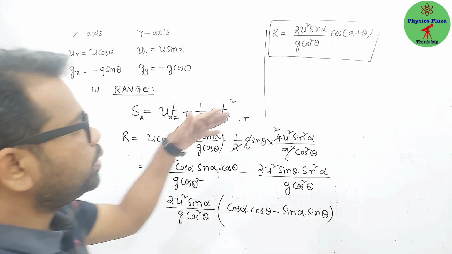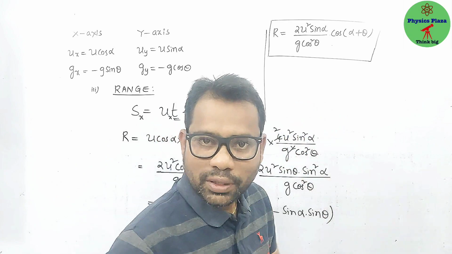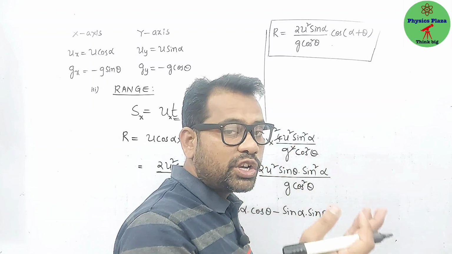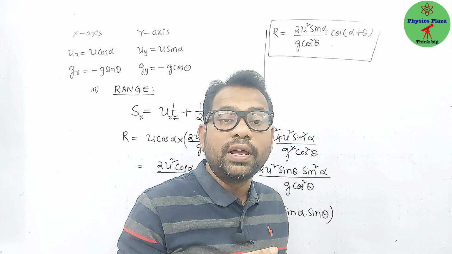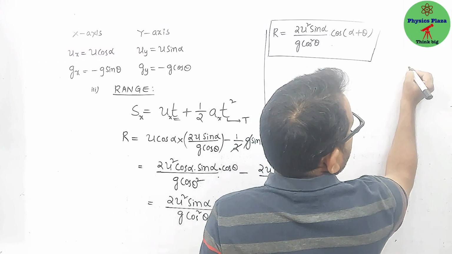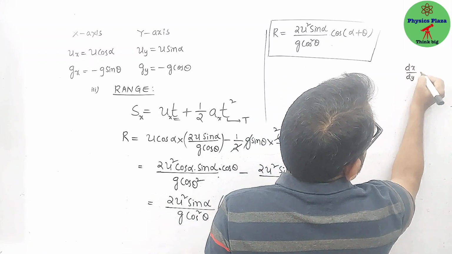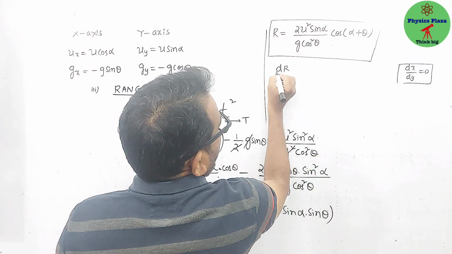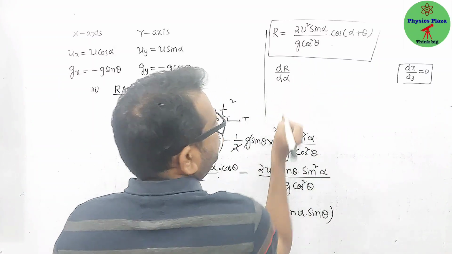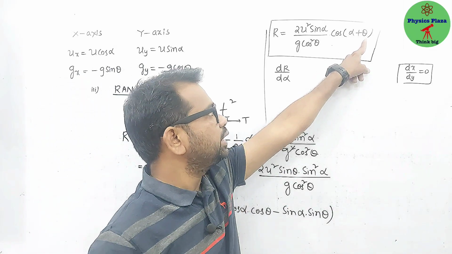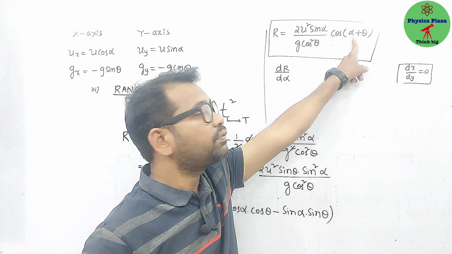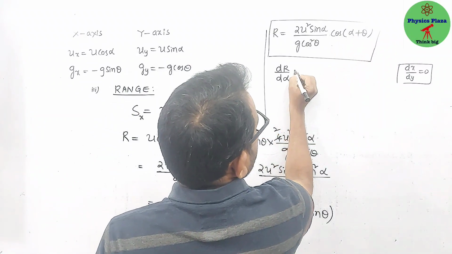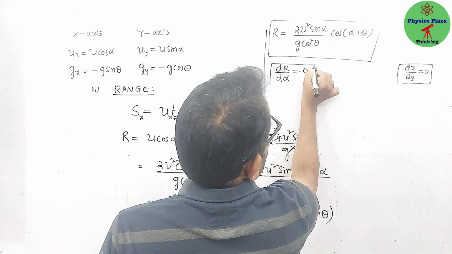Now when this range is going to be a maximum, so for a maximum, children, do you remember the condition? What is that? If the equation is in terms of y, then dy by dx. If y is changing with respect to x, then dy by dx is equal to 0. Or else, if x is changing with respect to y, dx by dy is equal to 0. This is the condition for maximum. So according to this, now dr by d alpha. Why? Here theta is not a variable. Theta is the angle of inclination. It's a constant. Alpha is a variable. Alpha, the angle of projection, is a variable. Okay, fine. So this must be equal to 0.